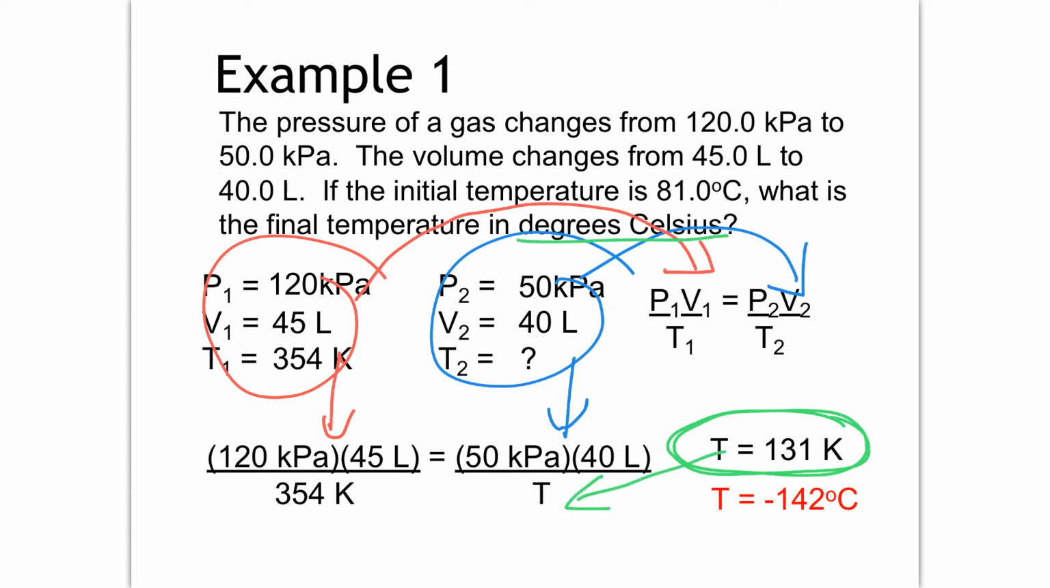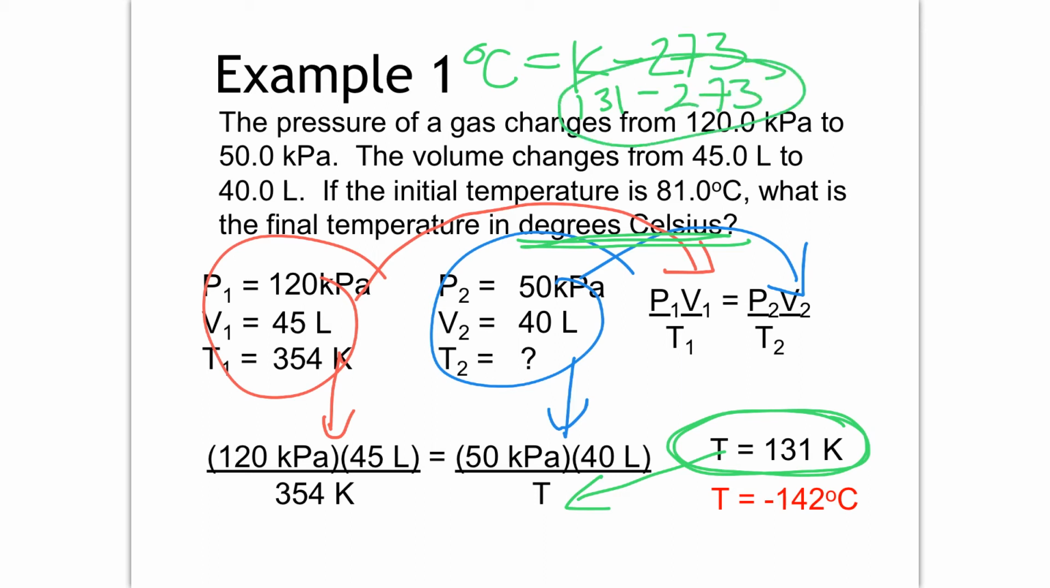But it's asking for the answer in degrees Celsius. So we know that degrees C is equal to K minus 273. And when we do that, we get 131 here minus 273, and that value is that. So it looks like we've done the correct thing, and the value looks proper, so we're good to go.